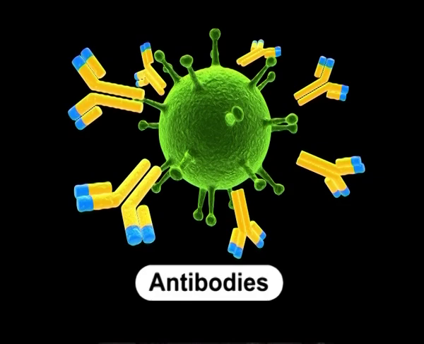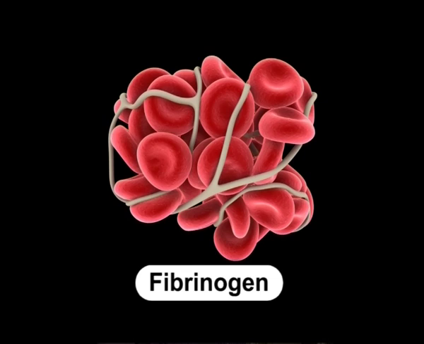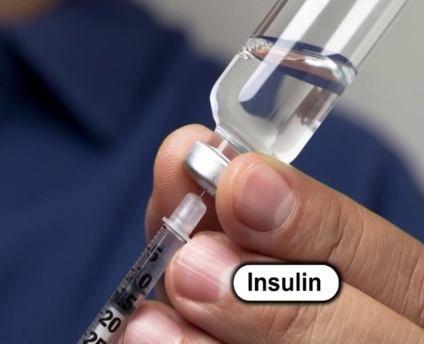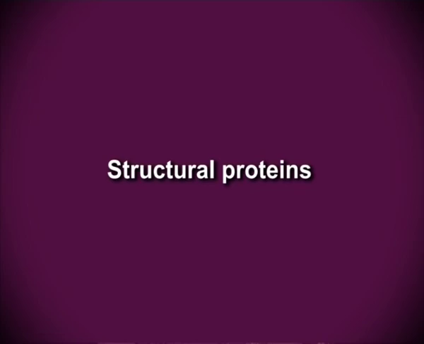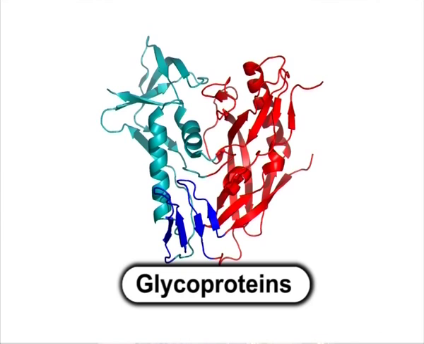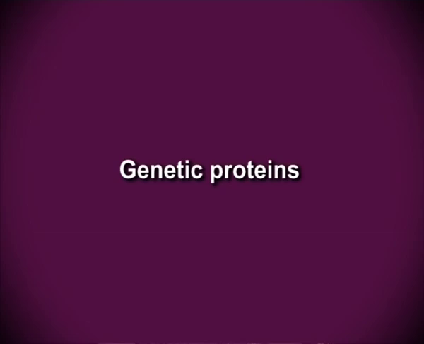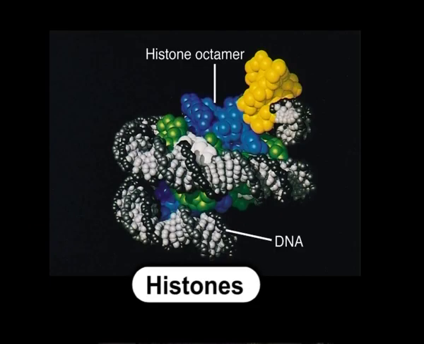Protective proteins. These include antibodies, thrombin, complement, fibrinogen, renin. Hormones. These include insulin, growth hormone, etc. Structural proteins include glycoproteins, collagen, elastin, fibroin. Genetic proteins include nucleoproteins and histones.